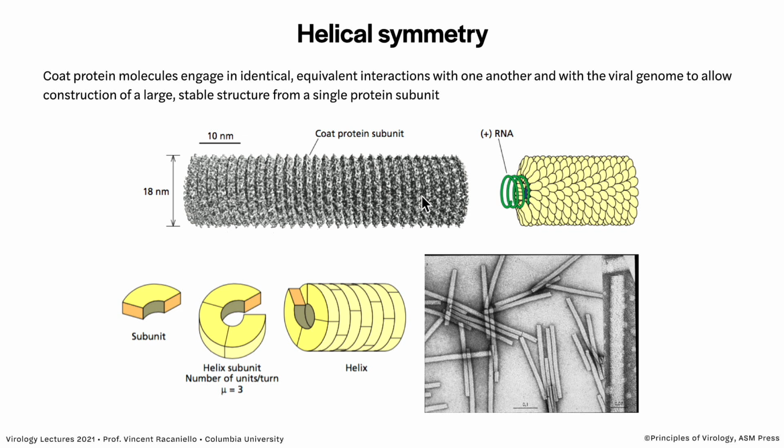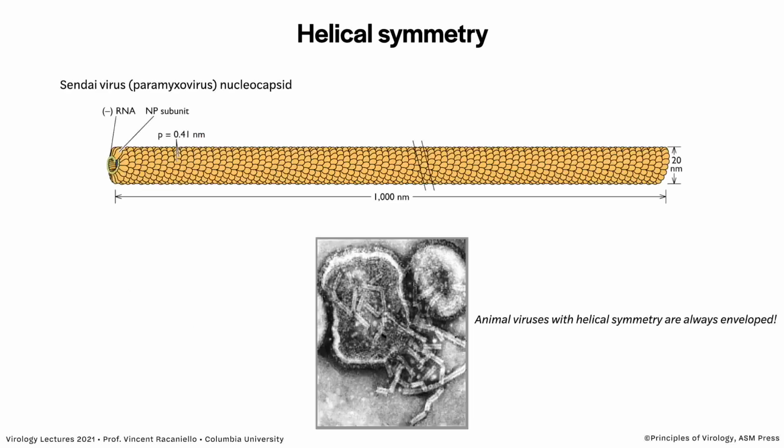Now, this is a plant virus, and this virus typically travels from plant to plant by farmers with contaminated machinery or insects or nematodes going from plant to plant. They are mechanically transmitted. There are animal viruses with helical symmetry, but they're never naked like this. So this would be called the capsid of the virus. Animal viruses have the same kind of structure, but they're usually enveloped.